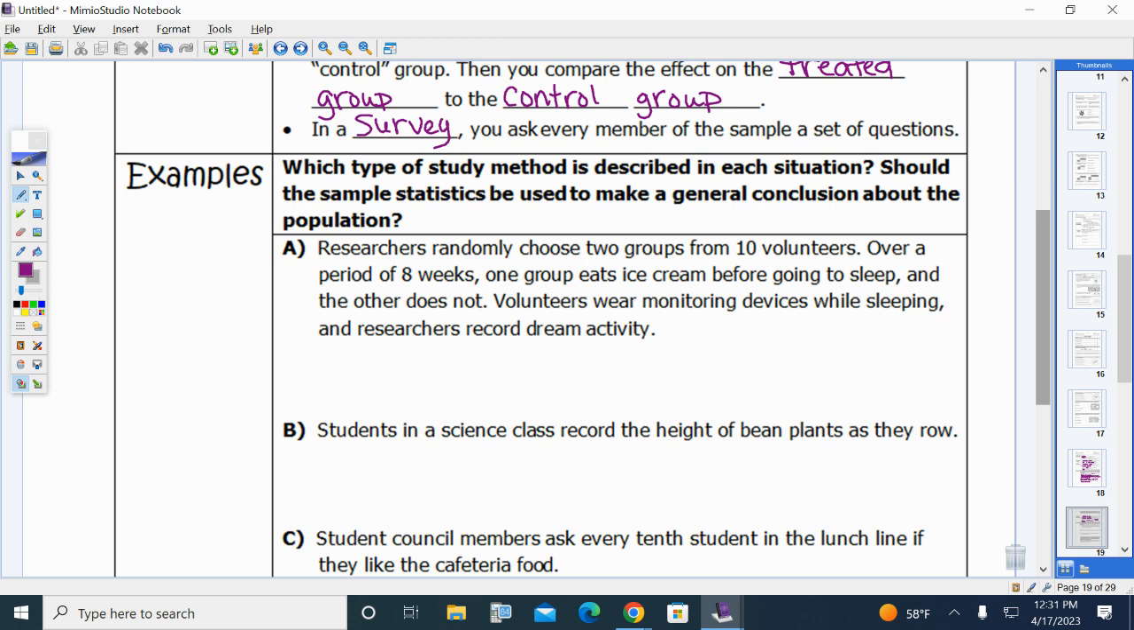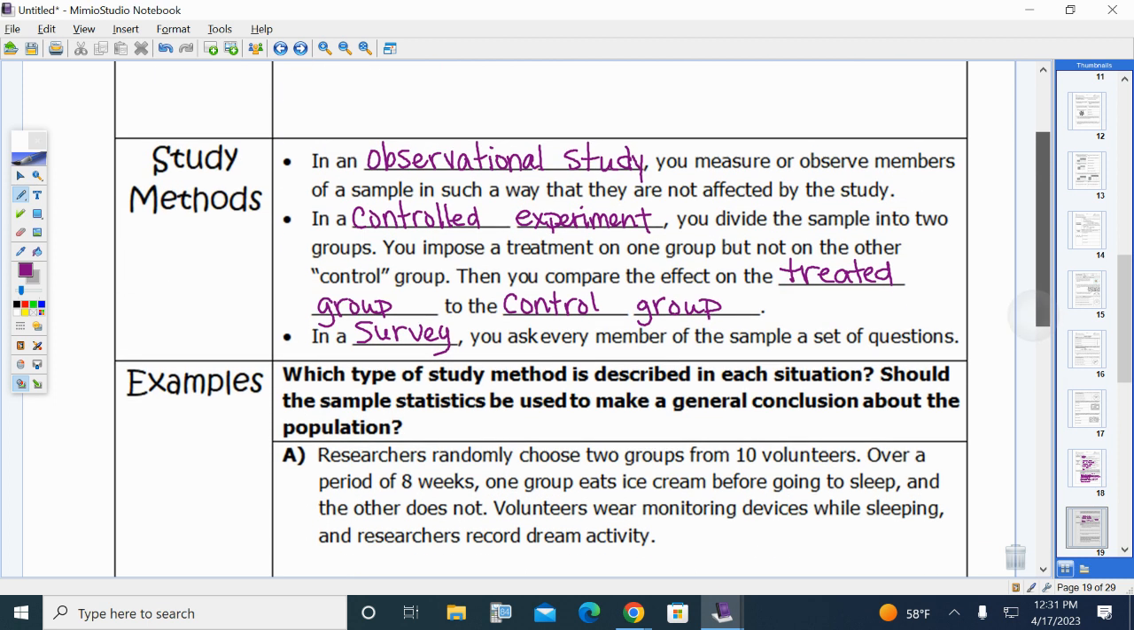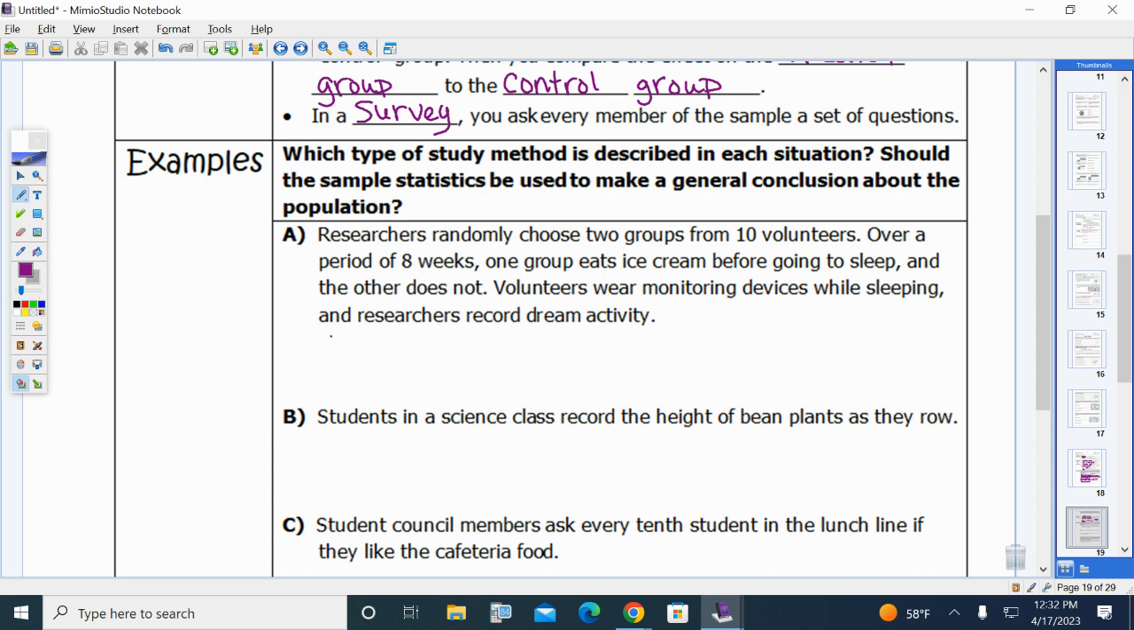A says researchers randomly choose two groups from 10 volunteers. Over a period of 8 weeks, one group eats ice cream before going to sleep and the other does not. Volunteers wear monitoring devices while sleeping, and researchers record dream activity. So which study method would that be? And again, with your controlled experiment, you've got two different groups. So this is an example of a controlled experiment.